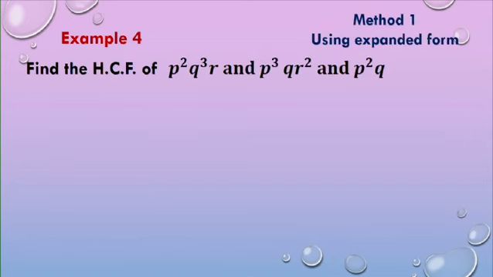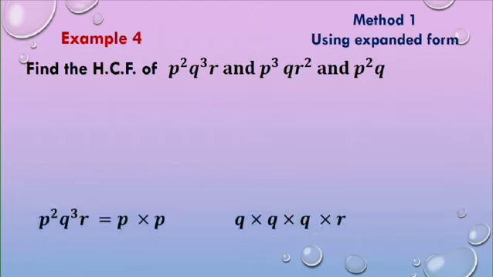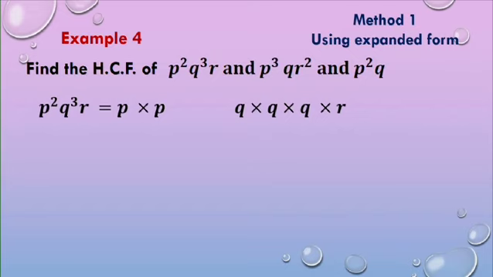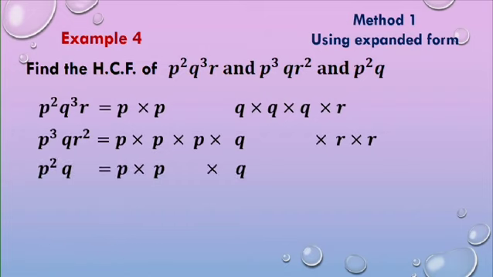Example 4. We are going to find the HCF of three algebraic terms now. You have seen how to find the HCF of two algebraic terms. Now we are having three algebraic terms. The methods remain the same. First, we are going to use expanded form. We write the three terms in expanded form. Then we find the common factors.